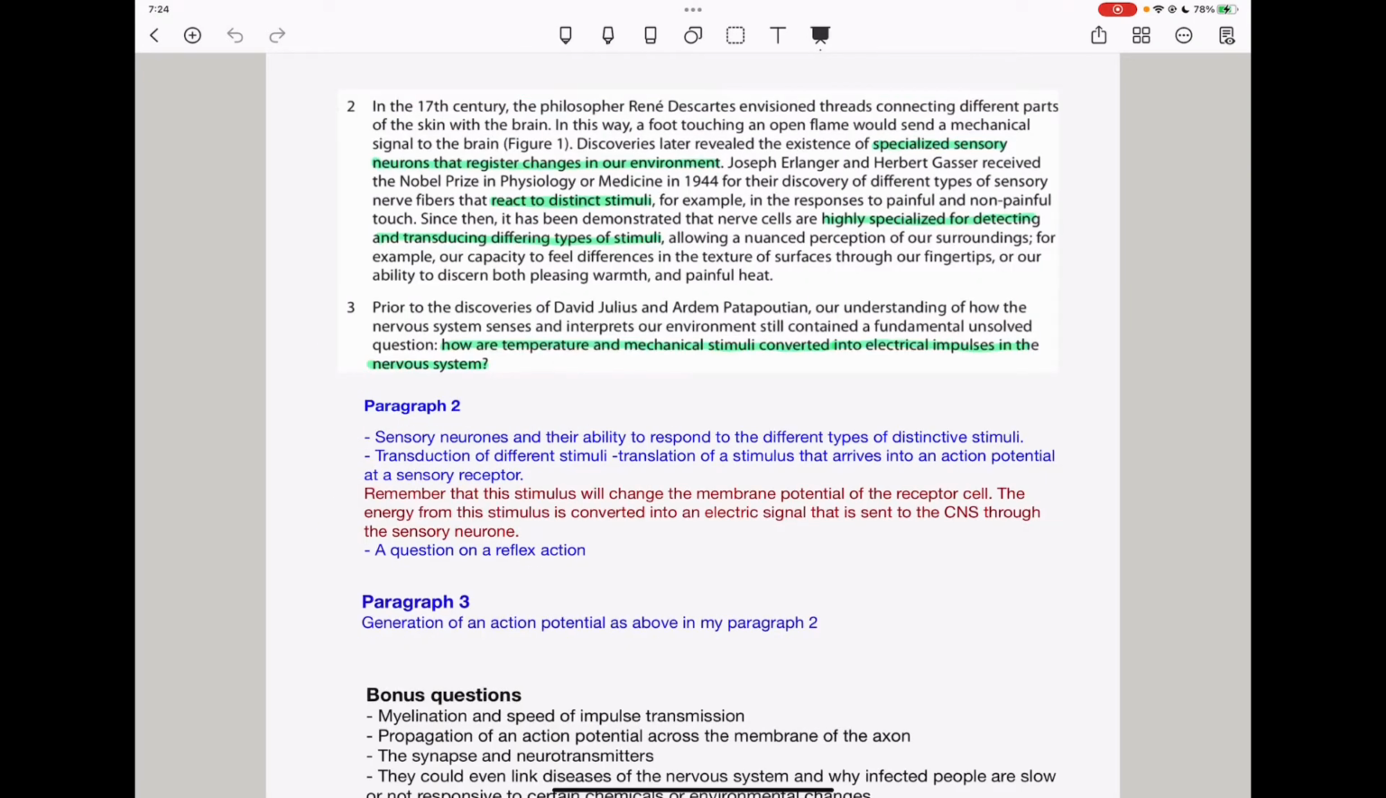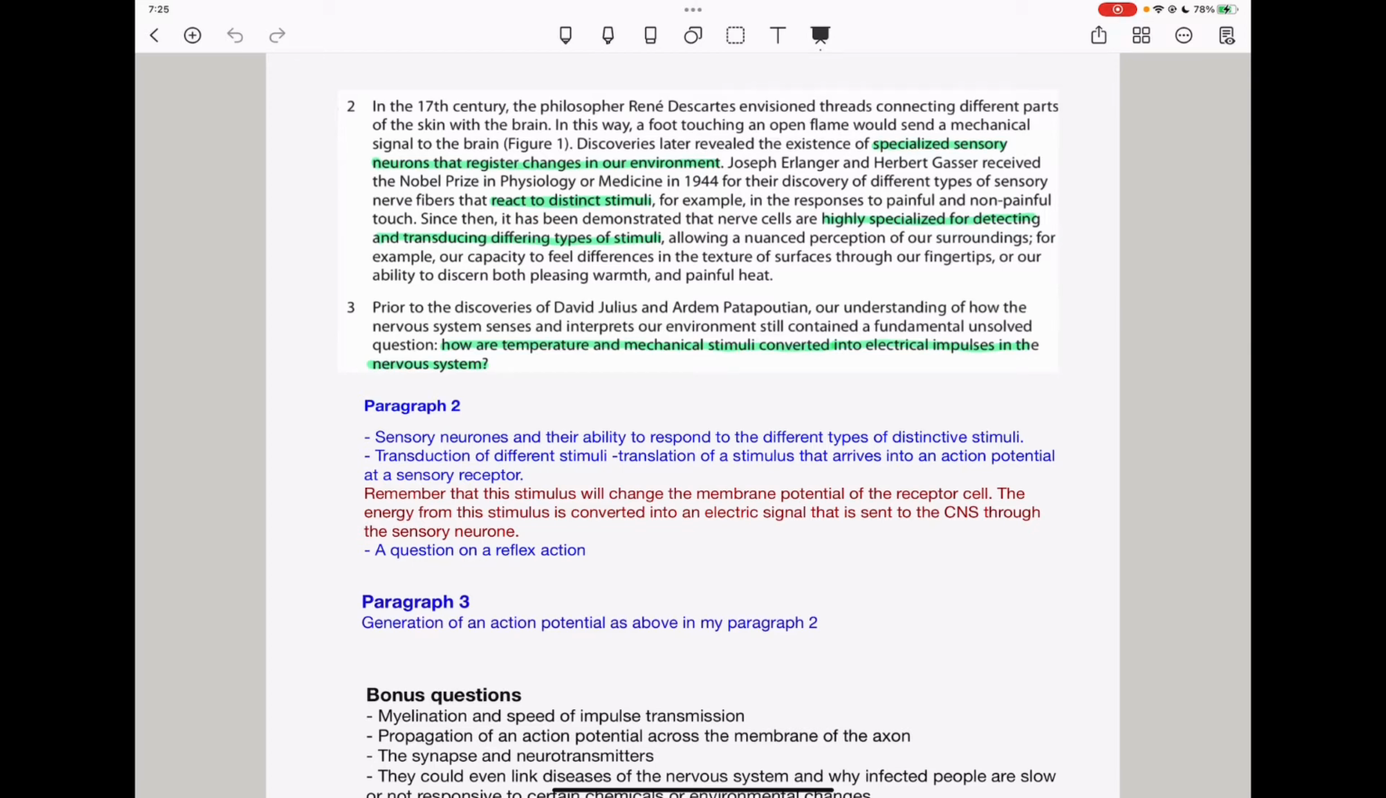From paragraph 2, because they were talking about specialized sensory neurons that register changes in our environment, I thought about how since certain neurons are connected to receptor cells, these will respond or react to distinctive stimuli, and that is going to lead to formation of an impulse that is transferred or transported through the sensory neurons.